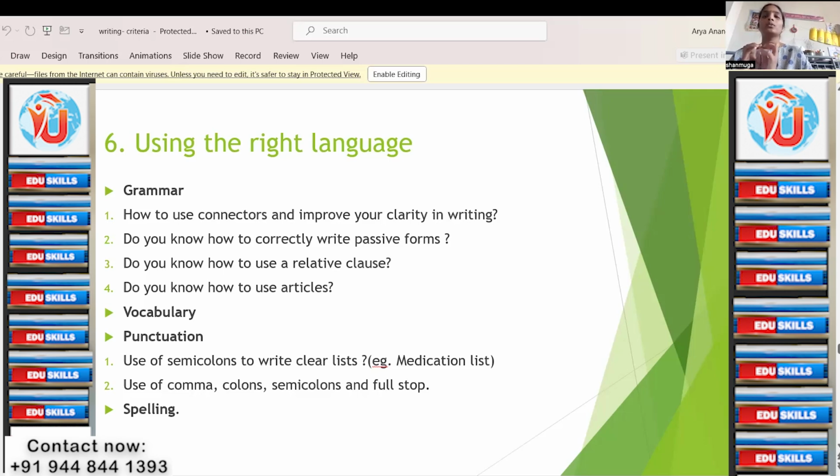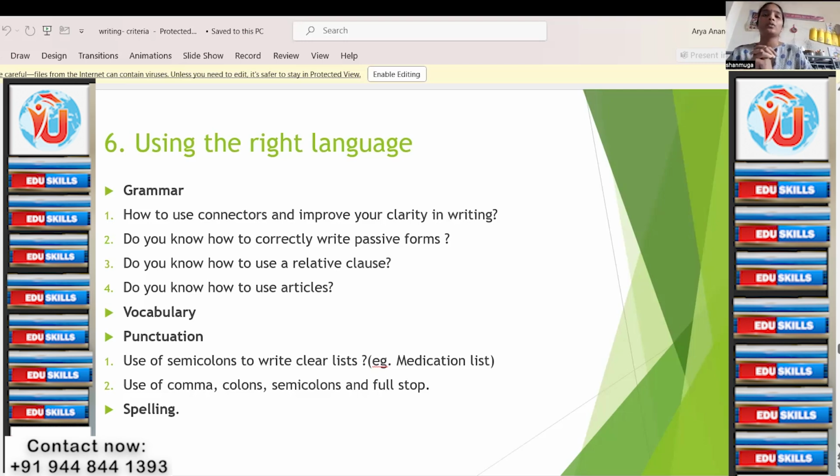And do you know how to correctly write passive forms? Why do we need to write passive voice in an OET letter? Because passive voice gives more formality to the letter. We are focusing only on the patient, on what happened to the patient. We are not focusing on who is doing something to the patient. So we write passive voice to make it more formal. We will see an example of that.